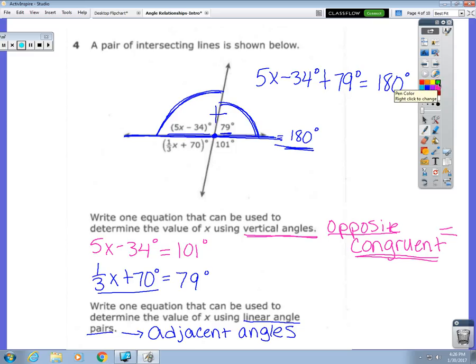The next one let's do in green. So here's another, still along this straight line, we get this plus this, and it's still going to equal 180 degrees. So we have 1/3 x plus 70 degrees plus 101 equals 180 degrees. So there's examples of adjacent angles.